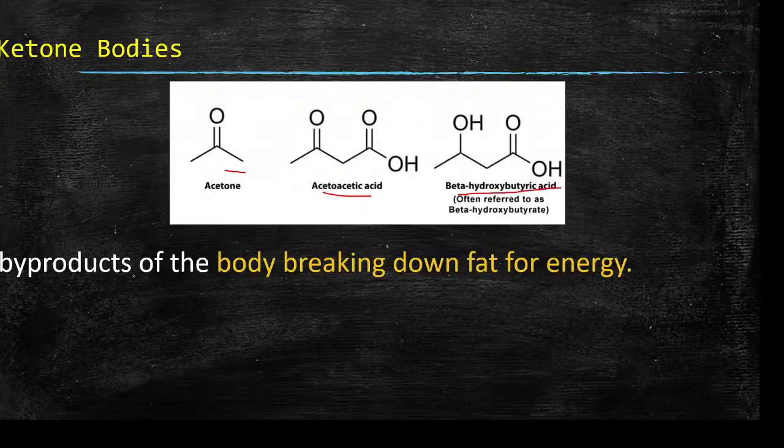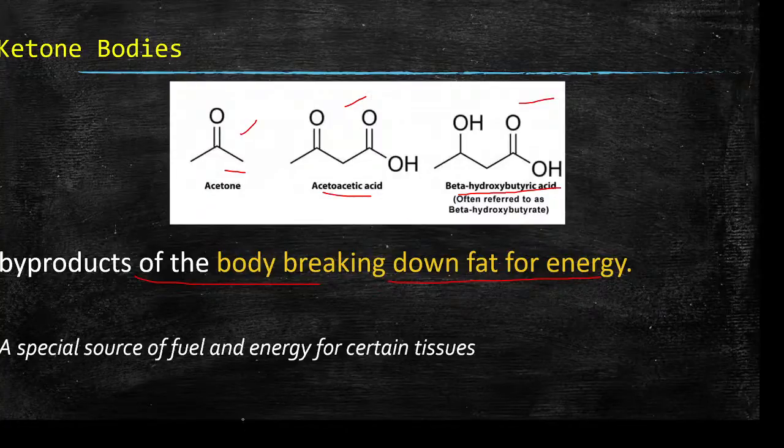Okay, so these are the byproducts of breakdown of fat for energy. When our body carries out beta oxidation, that is, catabolizes fat for the production of energy, these three things are produced, that is acetone, acetoacetic acid and beta hydroxybutyrate. So these are a special source of fuel or energy for certain tissues. Okay.